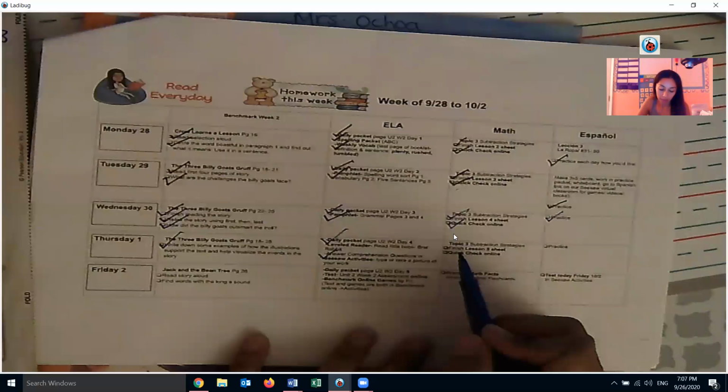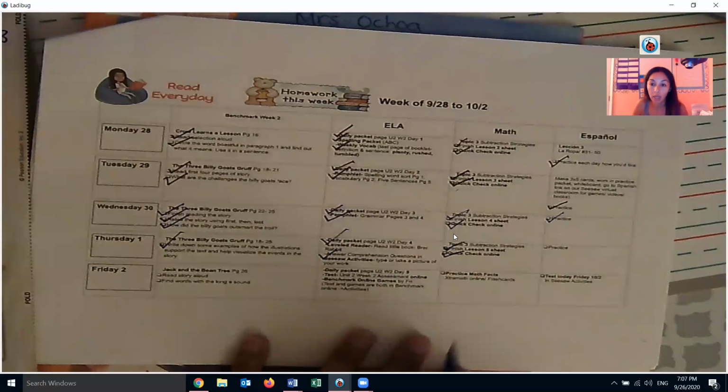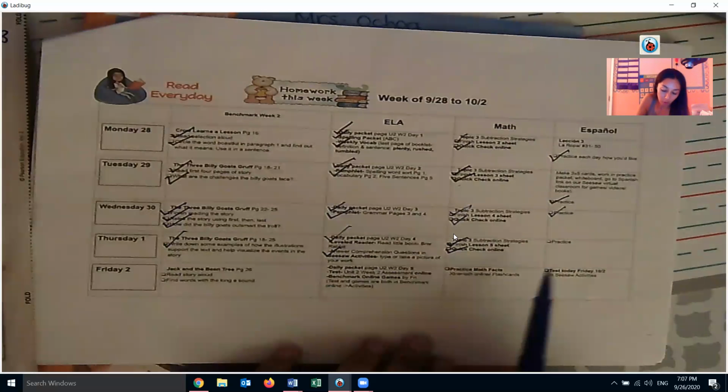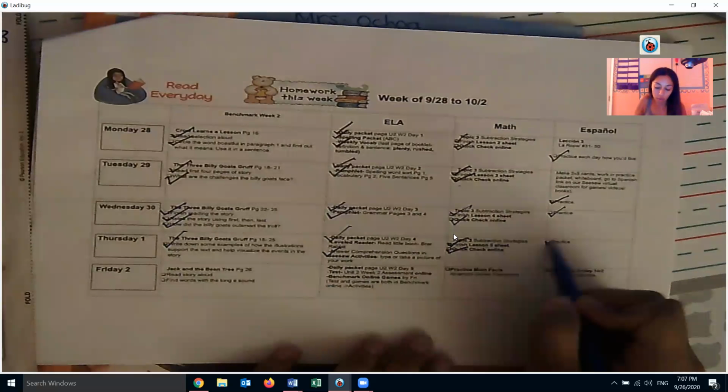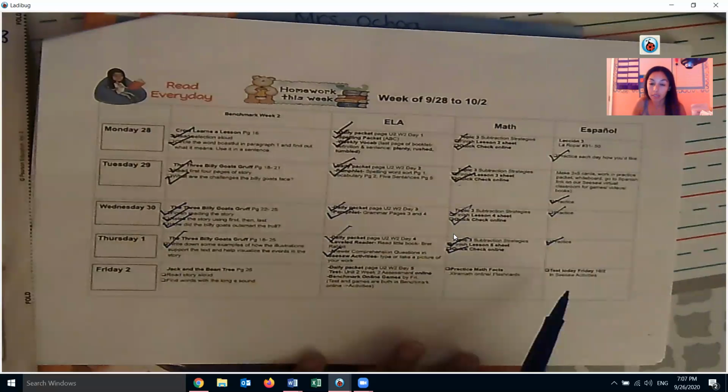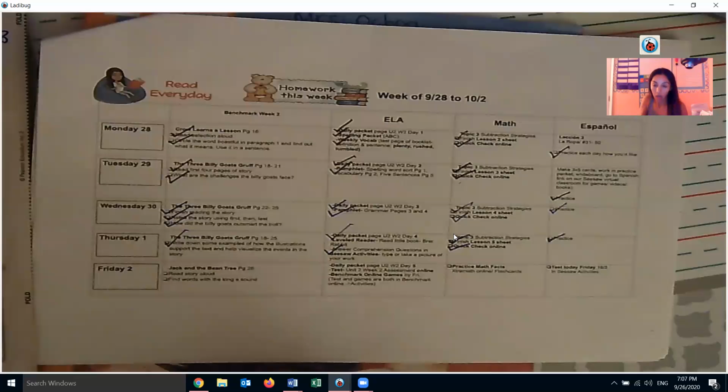Topic 3, lesson 5. Please complete your quick check online and practice your Espanol in the way you choose. That way you're ready for our test tomorrow, Friday, October 2nd.